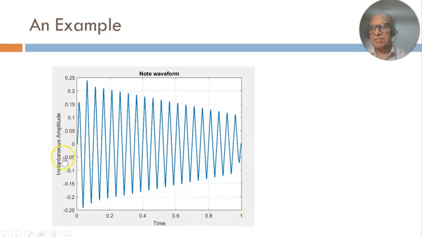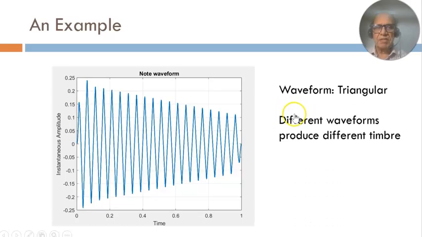On the y-axis we have plotted the instantaneous amplitude, and you can see in this case that the nature of the waveform is triangular. Actually, I have kept the frequency of this waveform deliberately small so that you are able to see the waveform, and different waveforms will give you different quality of sound. In this case it is triangular, but you can have a square wave, a sine wave, or a sawtooth wave, and they will produce different timbre.